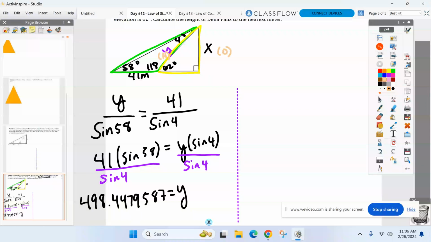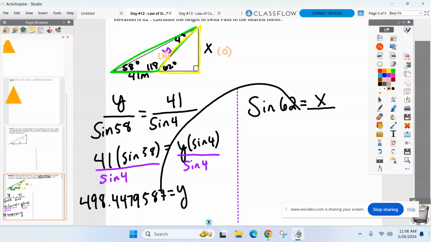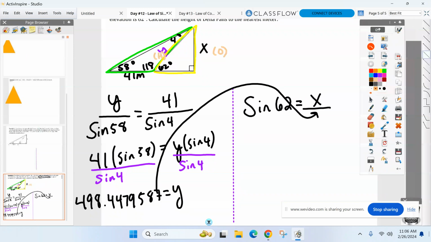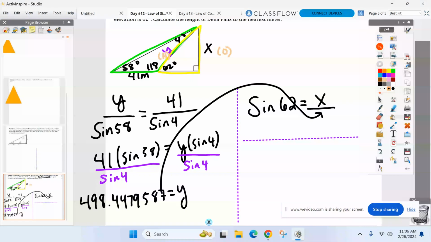So if I'm looking at SOHCAHTOA, I can use sine. Sine of 62 equals x over, and you can do this if you'd like as well, hypotenuse. Also, let me put up here as well, you could also do law of sines on that small right triangle as well. It's up to you.